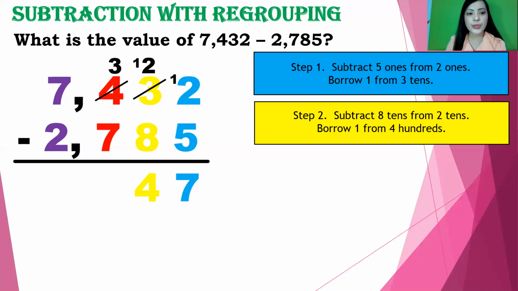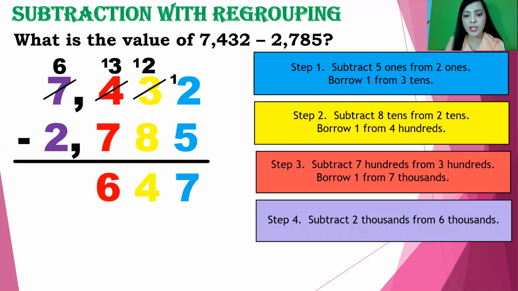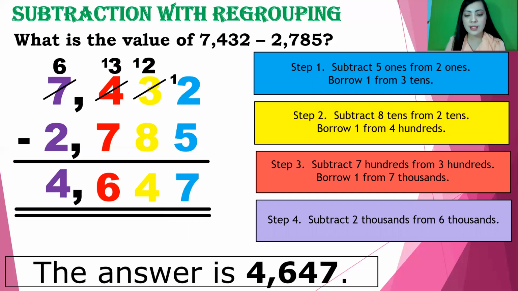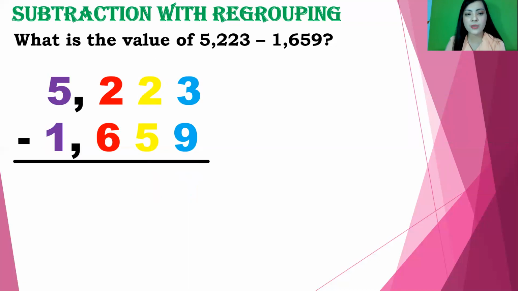And then go to the hundreds place. Subtract 7 hundreds from 3 hundreds. Can you minus 3 minus 7? No. So you borrow from the 7,000s. 3 becomes 13 and 7 becomes 6. All right, so 13 minus 7 is equal to 6. Then go to the thousands place. 6 minus 2 is equal to 4. So the answer is 4,647.